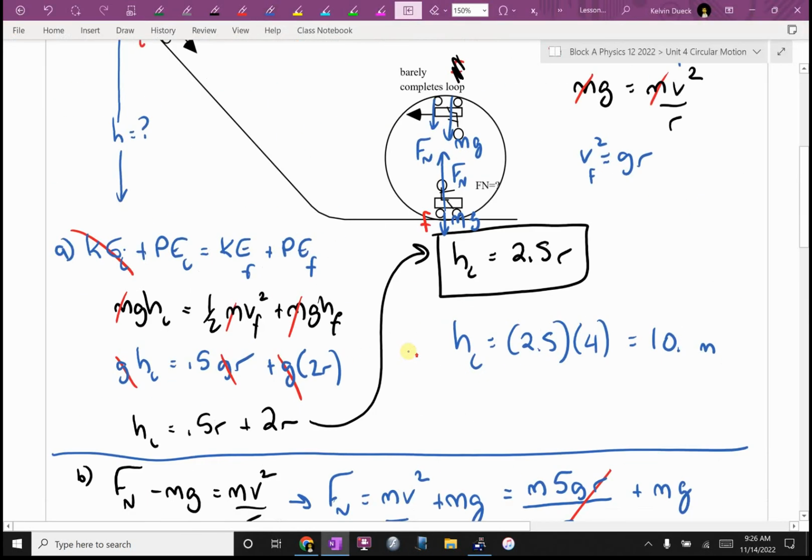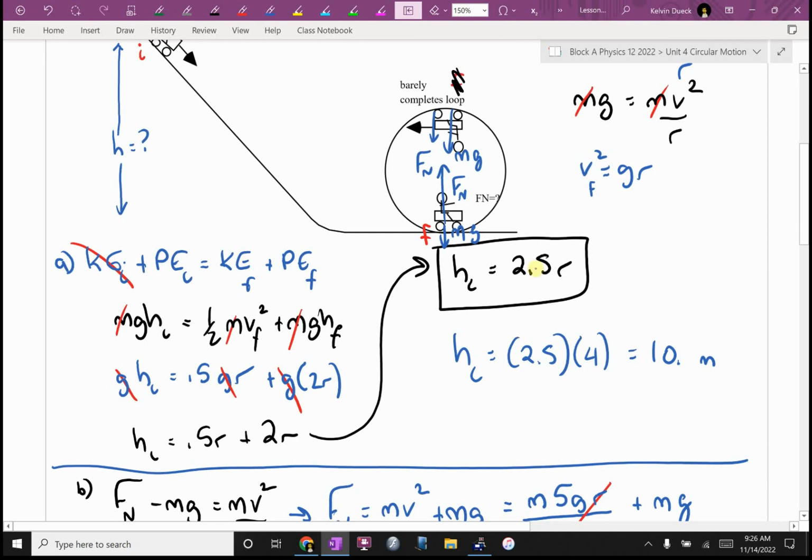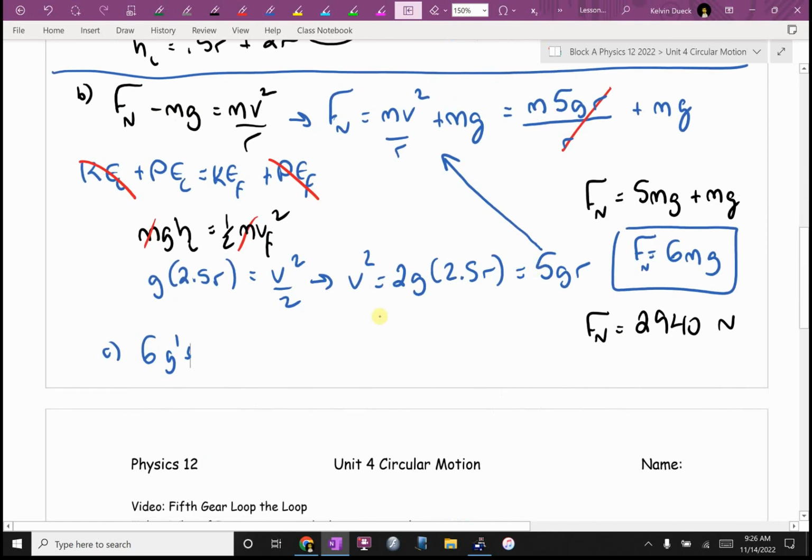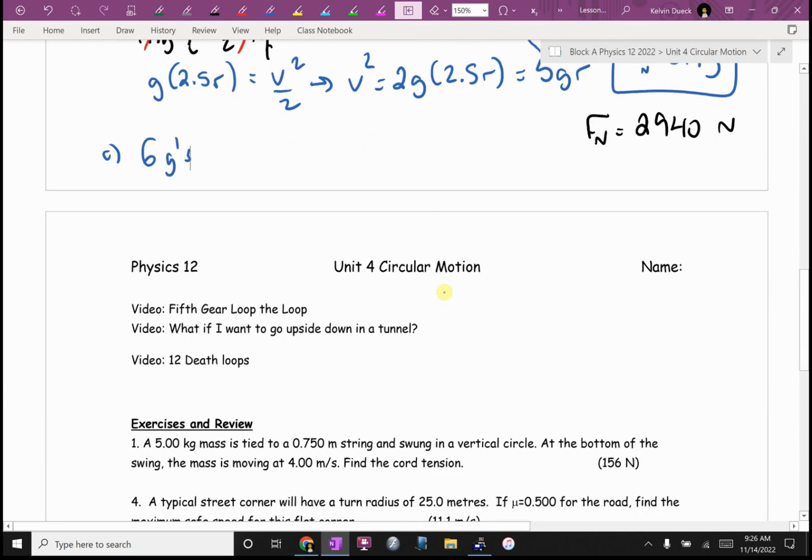But yeah, in a roller coaster loop, they're never circular, because if they were, well, first of all, you would need to have the initial height 2.5 times the radius. That's fine. But you'd be pulling 6 G's. We don't do that.